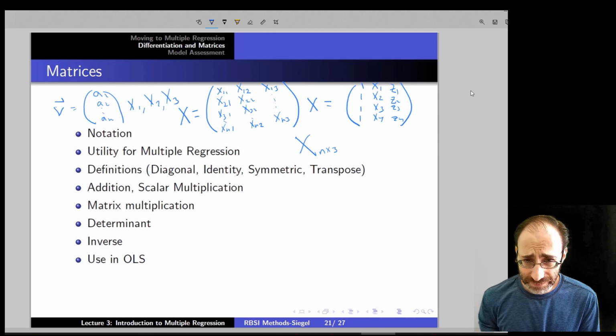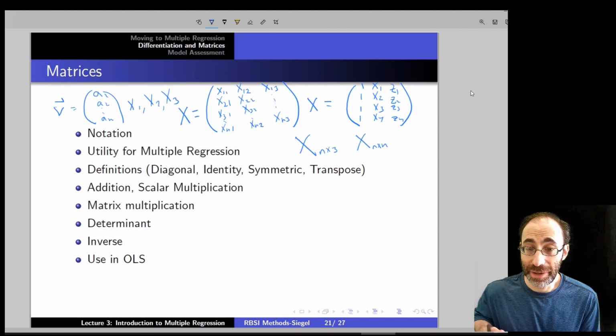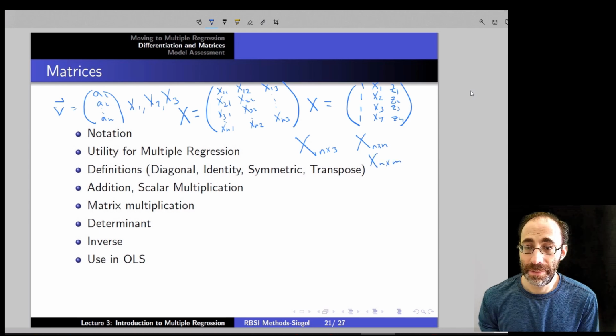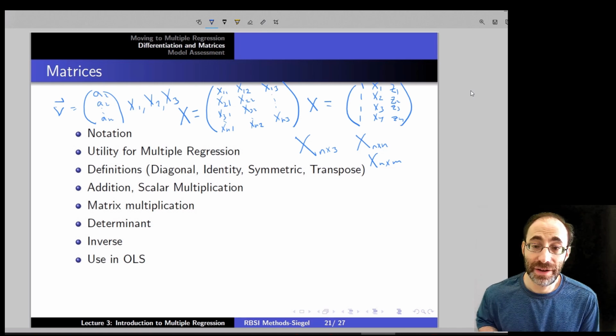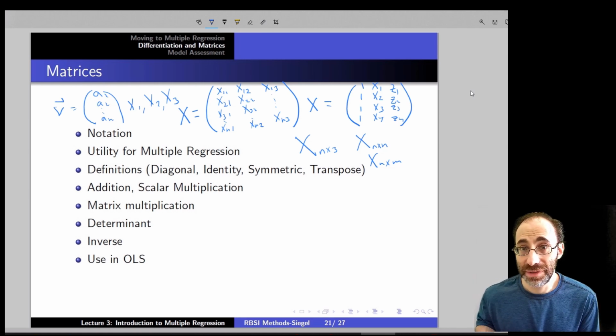A square matrix, we say, has equal numbers of rows and columns and would look like this. Usually, in storing our independent variables, we do not have a square matrix because we have many more data points than parameters. So typically we have something that looks like this, n by m, where n is the number of rows or data points, and m is the number of parameters. If you want to use k instead of m, they mean the same thing. They're just an index for the number of parameters.